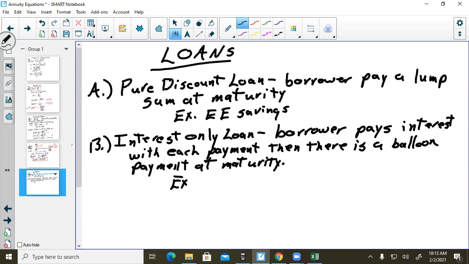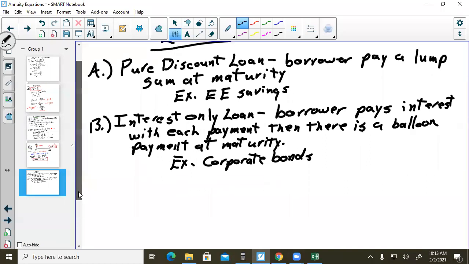A good example here is corporate bonds. Corporate bonds are nothing but loans to the government or to a business entity. We'll get into this in the next chapter, along with more on interest rates. But you make a loan to a company, they're going to pay you interest each month or each quarter or semi-annually or annually, whatever the case may be. And then when the loan matures in 10, 20, 30 years, they're going to give you the face value of the bond, okay? And again, we'll talk more about that in the next chapter.